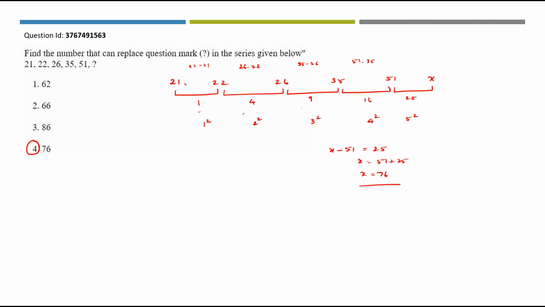When you add 1 to 21, you get 22. When you add 4 to 22, you get 26. When you add 9 to 26, you will get 35. When you add 16 to 35, you will get 51. Obviously, when you add 25 to 51, you will get 76, which will be the next number in this series.